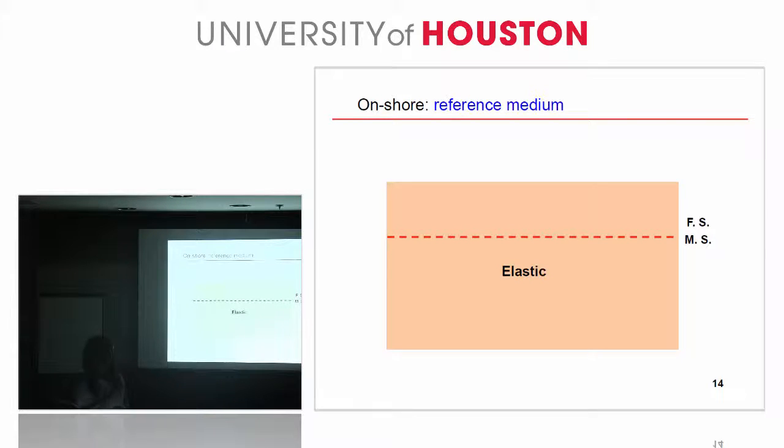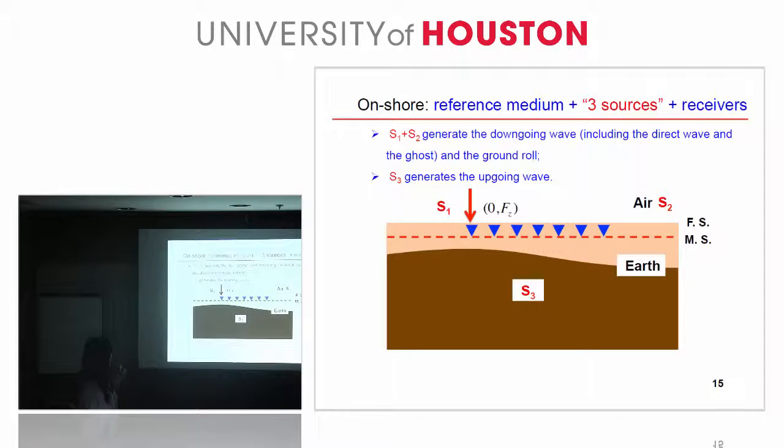Okay, now if we choose the reference medium to be a homogeneous elastic world, and its property agrees with the actual Earth along the environment surface, at this time we will have three sources. The first source is the energy source here, and the second source is the air perturbation. And the third source is the Earth's perturbation, or the Earth's heterogeneity. So S1 and S2 above the environment surface will give you the downgoing wave, including the direct wave and the ghost. And it will also give you the ground roll. And the third source below the environment surface will give you the outgoing reflection.